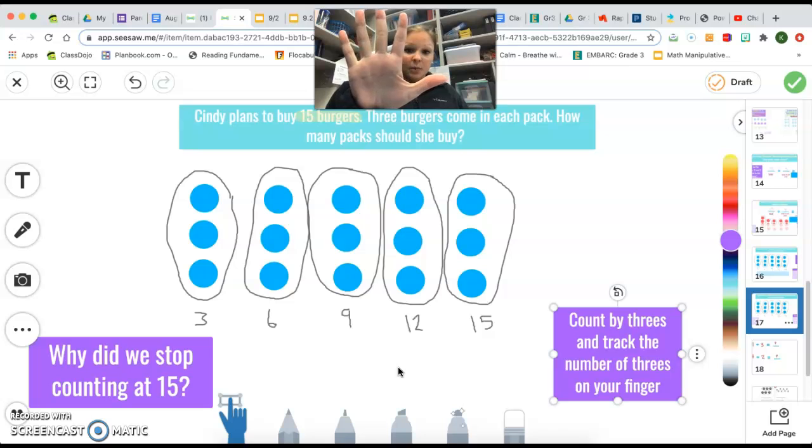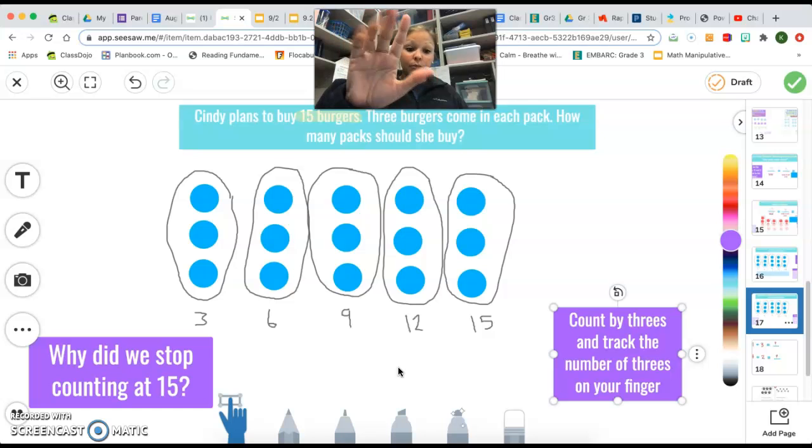Guess what this tells me? 3 times 1 is 3. If I count 3 twice, or 3 times 2, that's 6. 3 times 3 is 9. 3 times 4 is 12. 3 times 5 is 15.